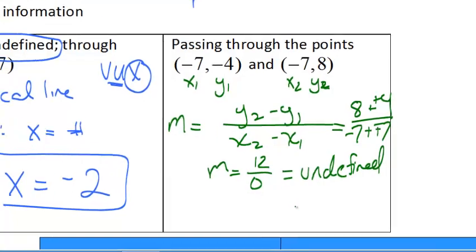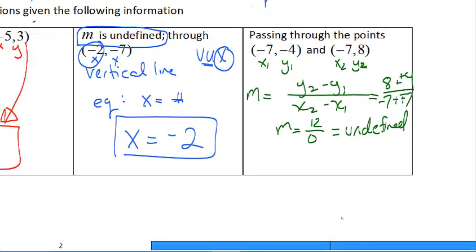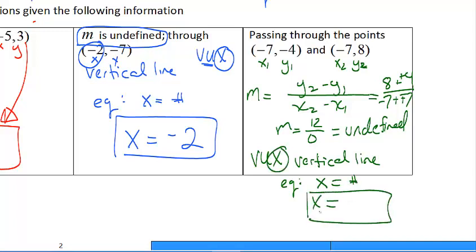So because it's undefined, I know this is going to be a VUX problem. So because it's a VUX problem, I know it's a vertical line. Because it's a vertical line, I know my equation is going to be x equals some number. So x is equal to some number is my equation. Well, I have 2 points this time, right? But look at each of the x values. Both of the x values are the same, which is like a nice little pat on the back. You know this is the solution because both x's are -7. In fact, any point on this line will have a value of x being -7.